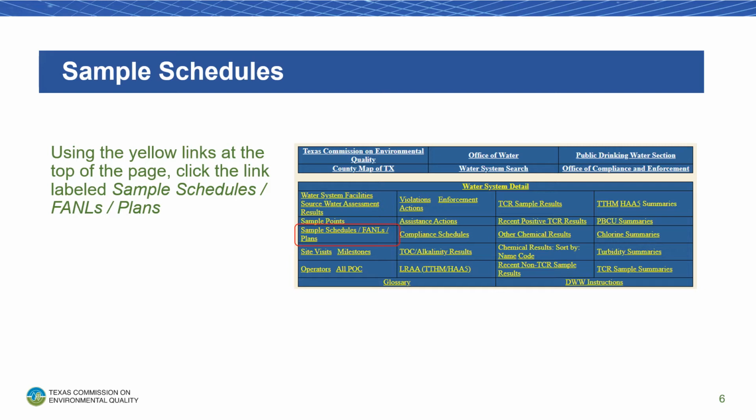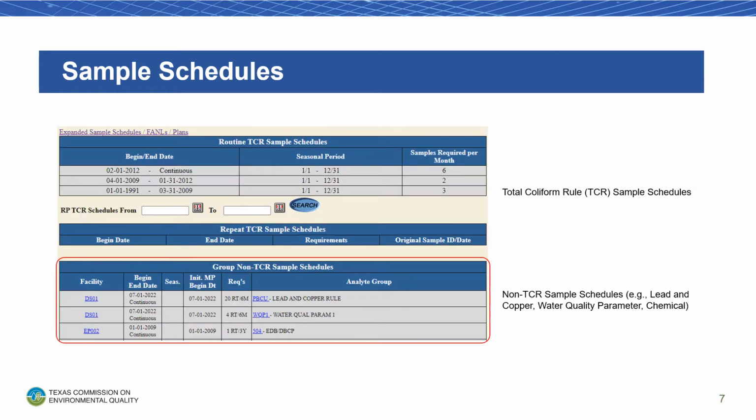Sample, or monitoring schedules, inform the user of the specific sampling requirements for their system, such as number of required samples, time frame, and analytes. To navigate to the Sample Schedules page, you'll need to click the yellow link at the top of the page titled Sample Schedules/FANLs/Plans. This action will take you to a list containing all active sample schedules for your system. To find your lead and copper and water quality parameter schedules, scroll down to the table titled Group Non-TCR Sample Schedules.